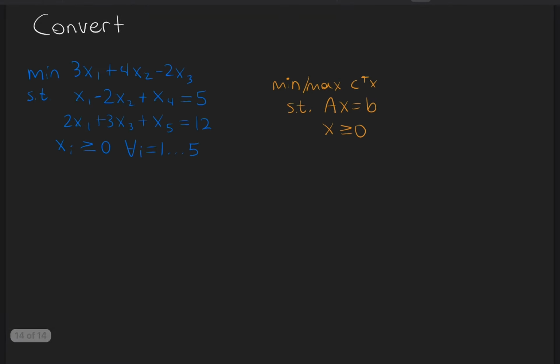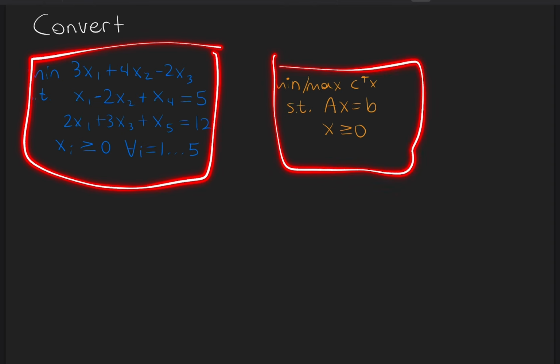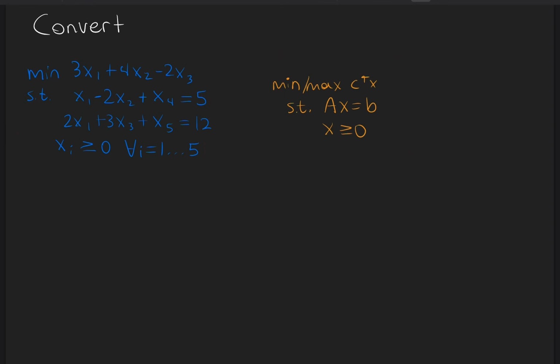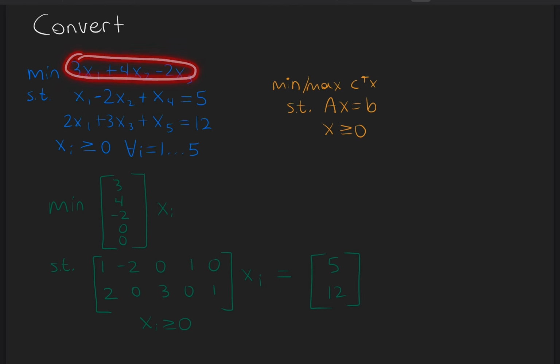Okay, our next step is to convert this linear program following these rules that I have laid out on the last page. Here is the answer. So how did I do this? Let me explain. So we have this minimization right here, and we're going to keep that minimization over here. We have our objective vector right here representing all the coefficients in our objective function.